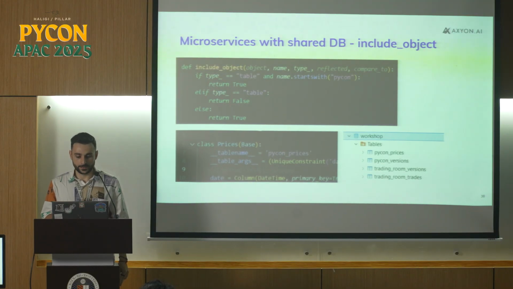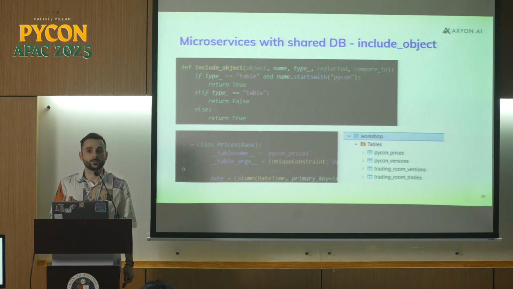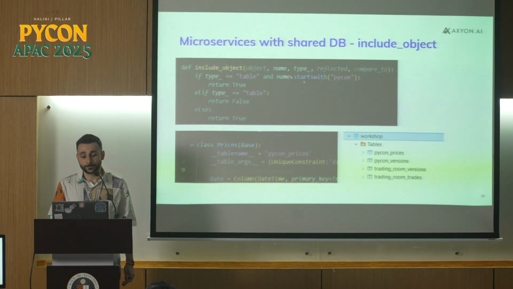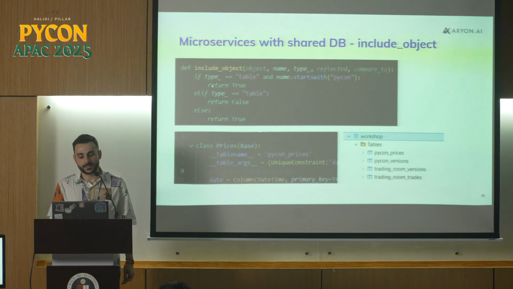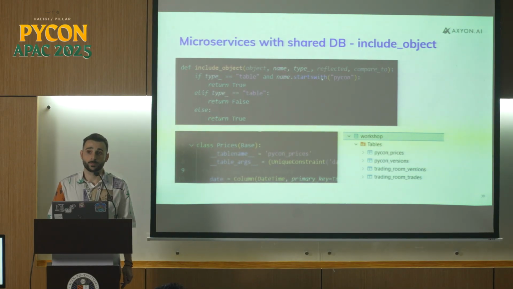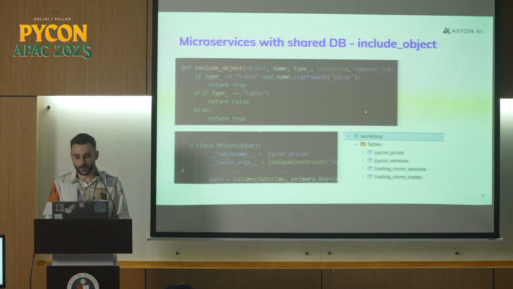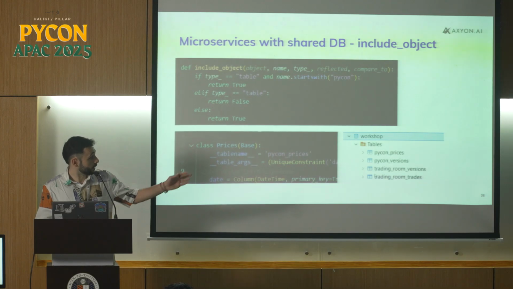So to go into details, let's say we have a code base called PyCon something. We rename all the tables coming from this code base with a prefix like pycon. And then we define the function include_object that is basically saying, well, all the objects that are tables and are starting with the prefix pycon, I want to consider them in my migration. Otherwise, just ignore them.